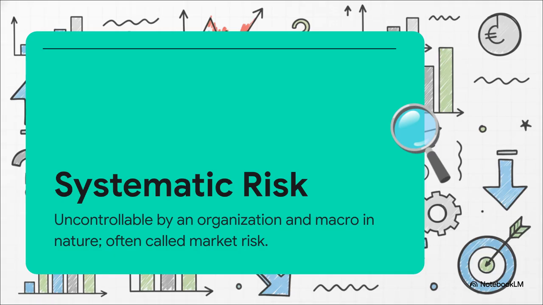Unsystematic risk is micro. It's stuff that's controllable by the organization. Think of things like an operational failure or a specific legal issue. But what we are focusing on today is systematic risk. This is macro in nature and entirely uncontrollable by a single organization. It's frequently referred to simply as market risk. These are those sweeping factors, like a global recession or a sudden geopolitical event, that impact the entire market simultaneously.